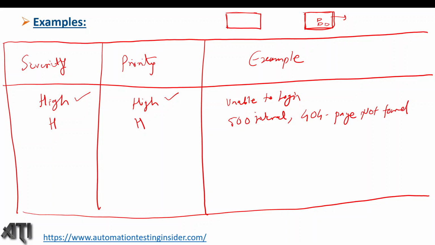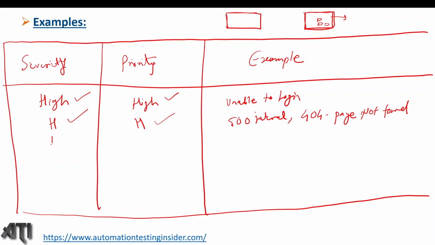So these are the examples of high priority and high severity. Again, why is it high priority, high severity? Because the impact of the defect is very high, because we cannot launch the application itself, because we are getting a 500 internal server error or 404 page not found, correct? So severity is very high. And why is priority very high? Because this defect is very important to get fixed as early as possible, because unless it is fixed, we cannot move further for testing, correct? So these are the examples of high priority and high severity.